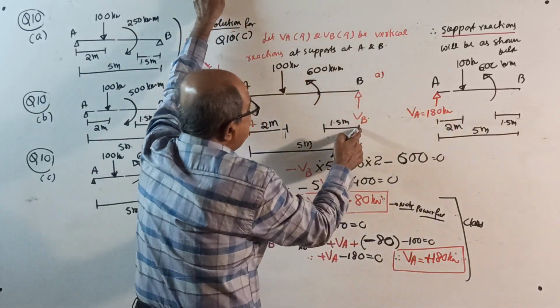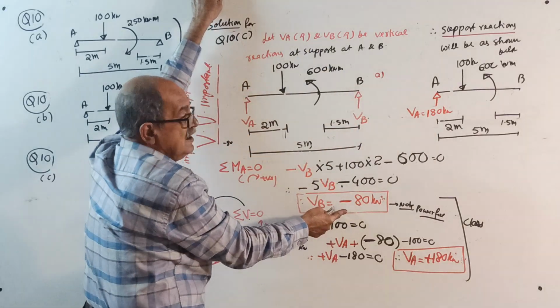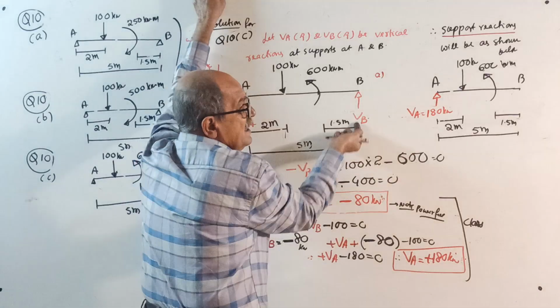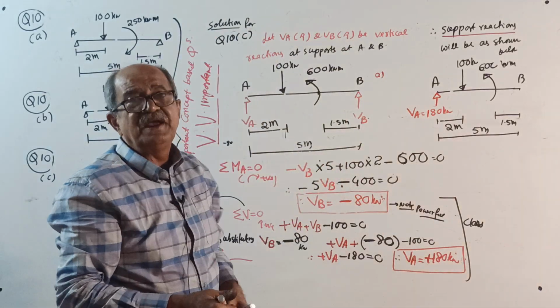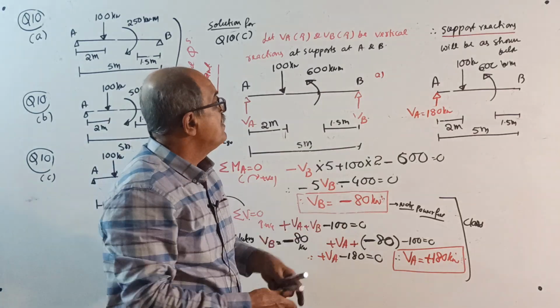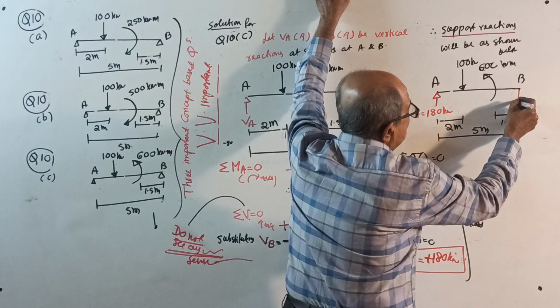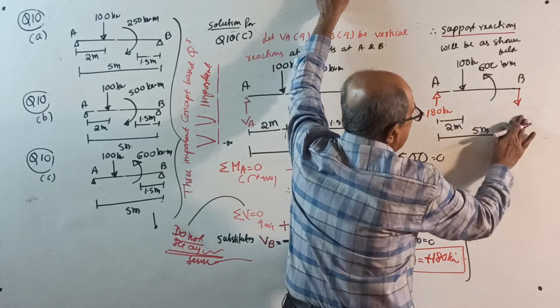We considered VB vertically up, but we got a negative sign. This means the assumed vertically upward direction is wrong. It is actually in the reverse direction. But now remember, instead of up, you enter down. When you enter down, the 1.5 is not required.